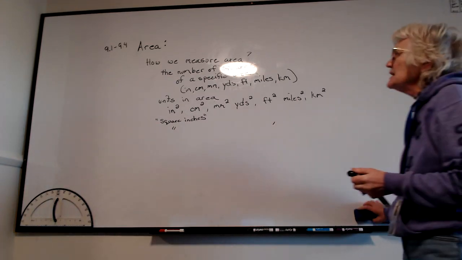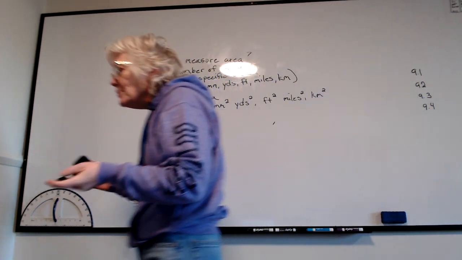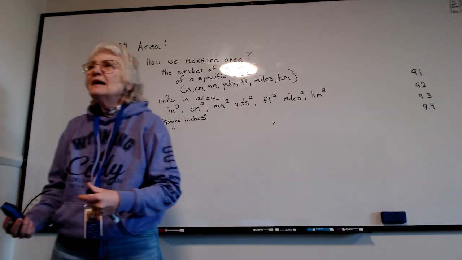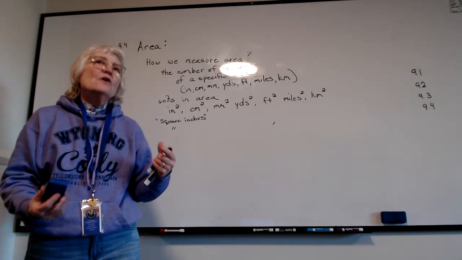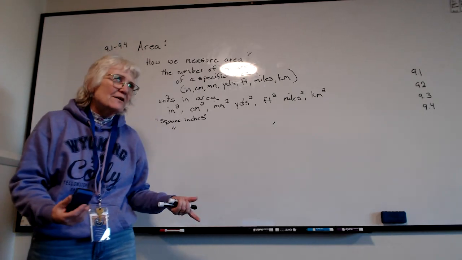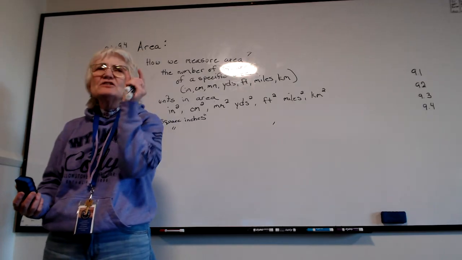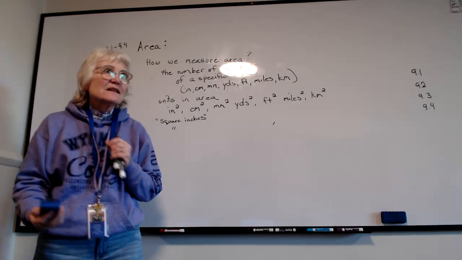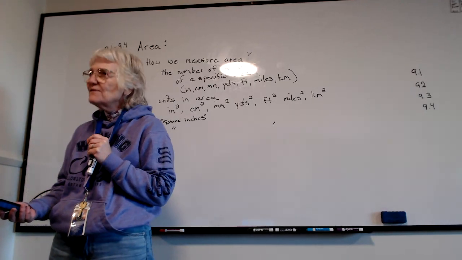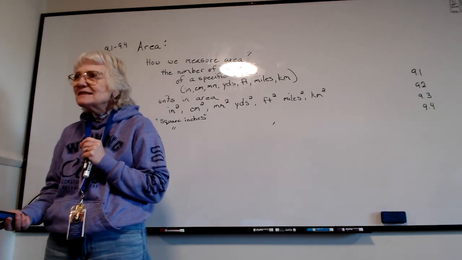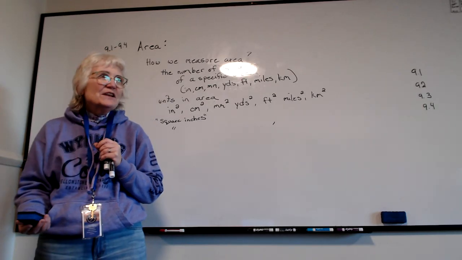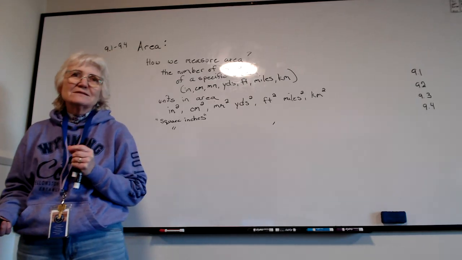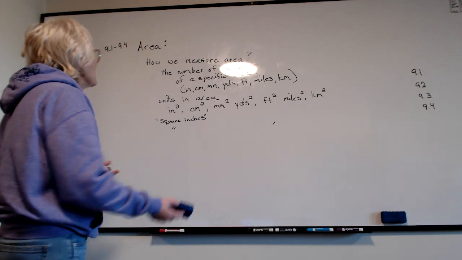Okay, so that's basically the main point I really want you to understand: why do we label area as square inches or square feet or feet squared? It's because we're actually using squares to figure out how many are in there. That's the reason it's labeled that way. So you can't label it feet. It's not how many feet are in there. It's how many squares that are a foot by a foot. Okay, and so that's something that's good to know.